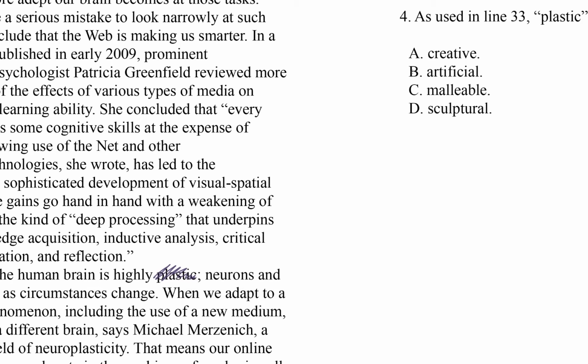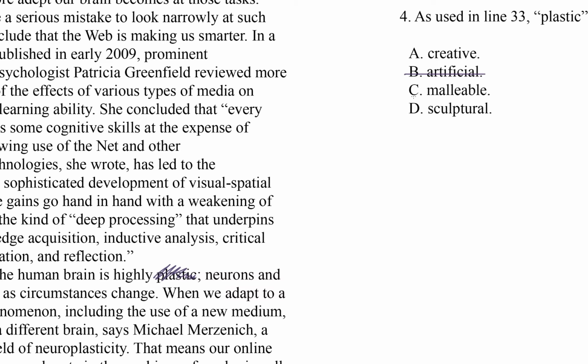Choice B, we know that the human brain is highly artificial. Well, that just sounds wrong to me. It's a brain. It's made of natural stuff. That can't be an option. Choice C, we know the human brain is highly malleable. I know what that word means, but maybe in this scenario you don't. And that's fine. It could be right. Let's leave it in and move on to the next choice.